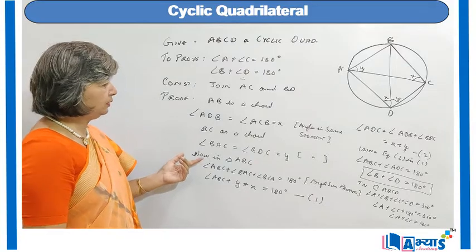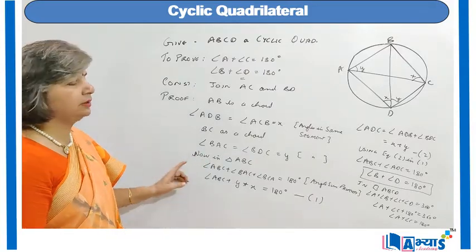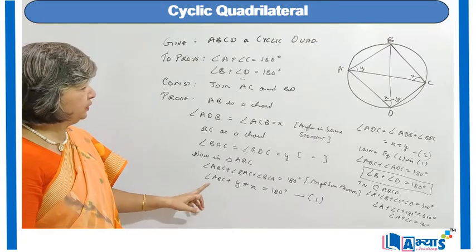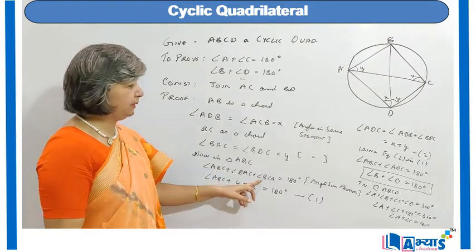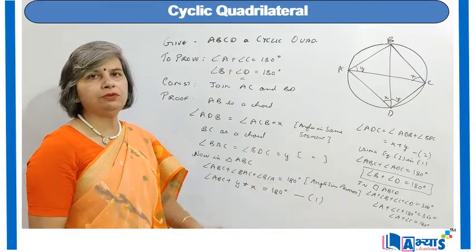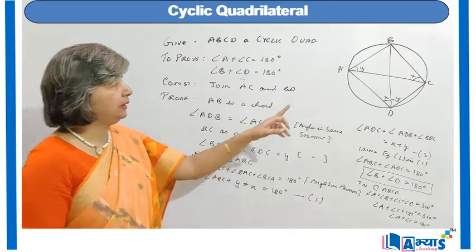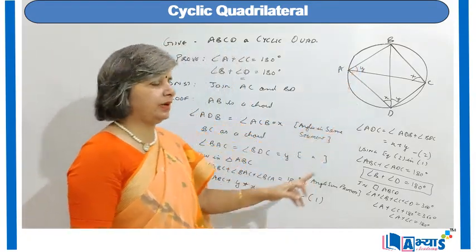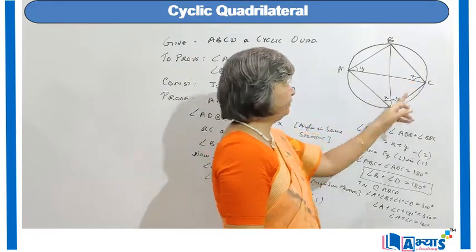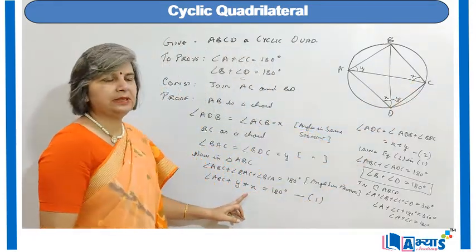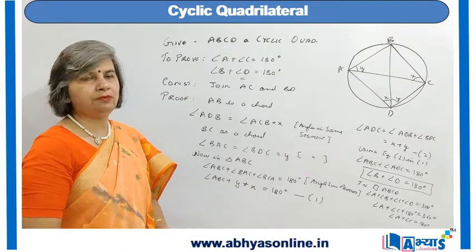So now in the triangle ABC, the sum of angles of a triangle is equal to 180 degrees because of the angle sum property. So we can say that angle ABC plus angle BAC plus angle BCA is equal to 180 degrees. Now BAC is identified as y, so I have taken y, and BCA has been identified as x, so I have taken it as x, so it is equal to 180 degrees. I have marked this equation as 1.